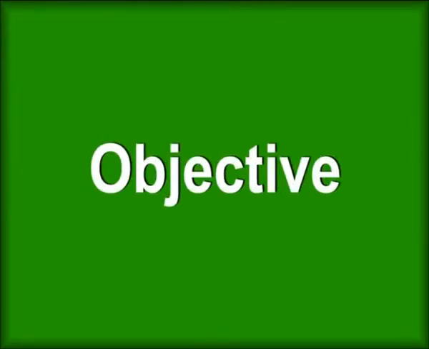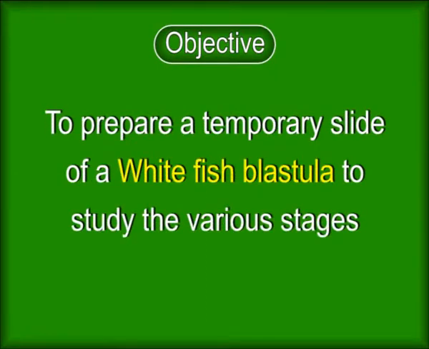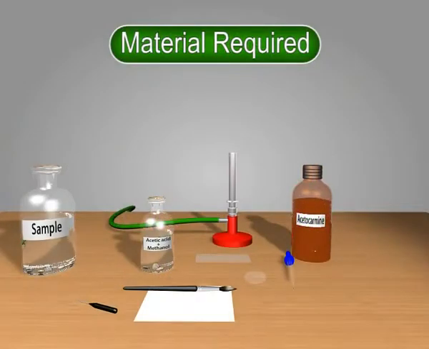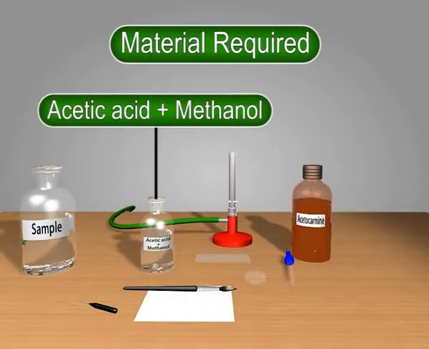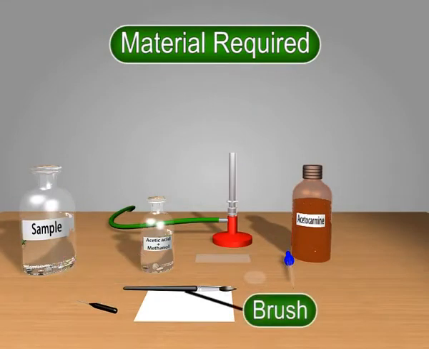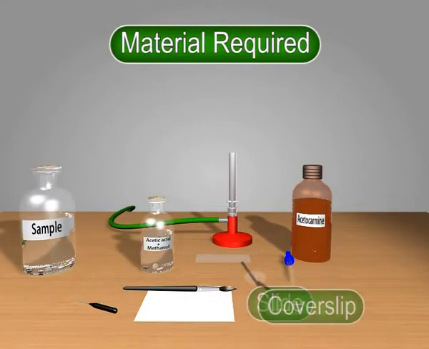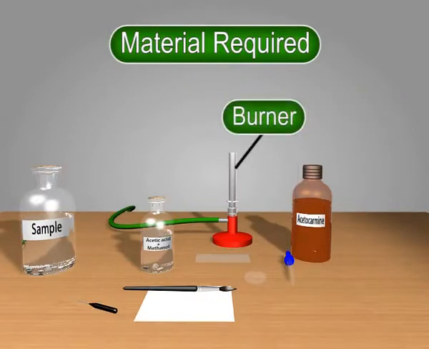Experiment 2. Objective. The objective of this experiment is to prepare a temporary slide of a white fish blastula to study the various stages of mitosis. Material required: white fish blastula, acetic acid, methanol, needle, brush, slide, cover slip, acetocarmine stain, burner, etc.